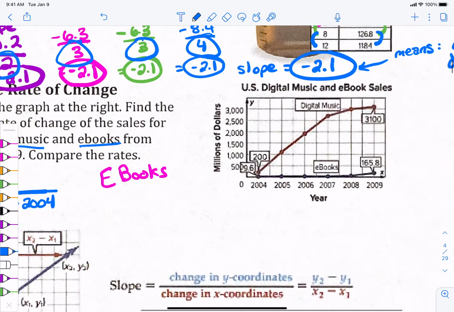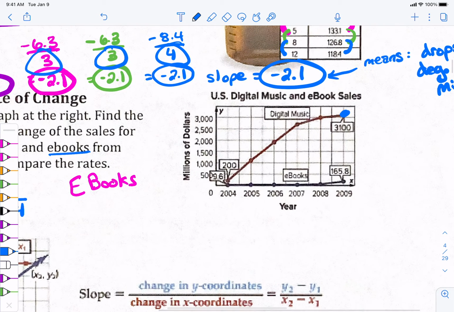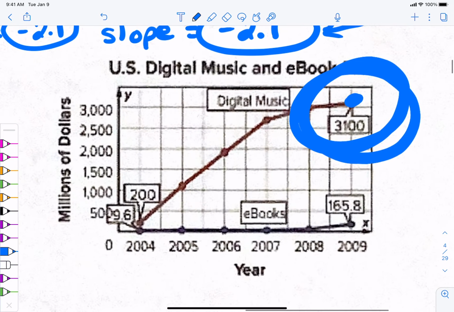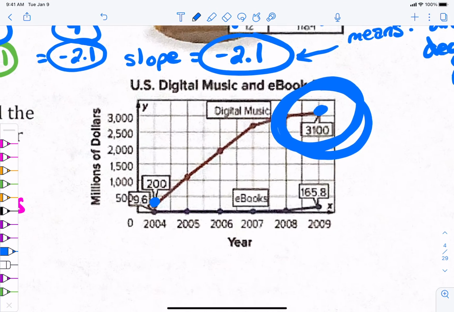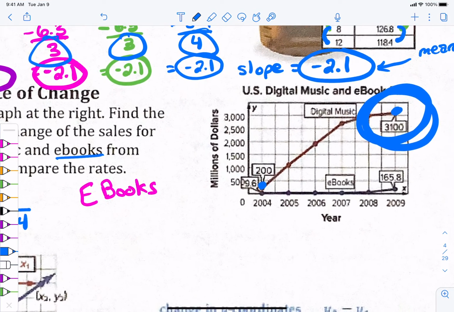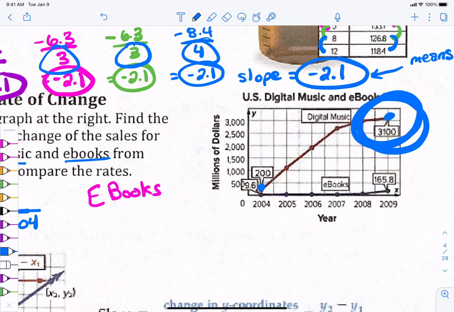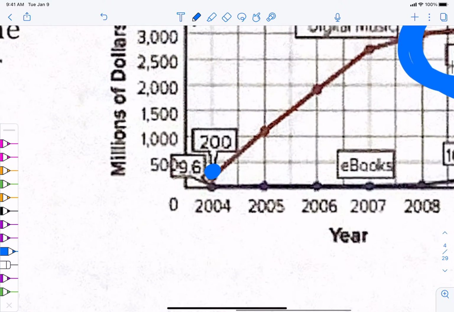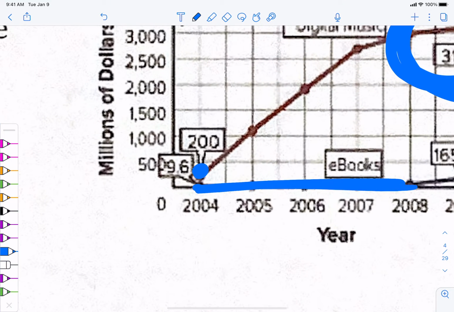Okay? But let's look at digital music. Here is the value at 2009. Do you see this guy right here? That is a value of 3,100, but it's in millions of dollars. So it's really like 3,100,000,000, yeah? Versus down here, it started in 2004 at what? What was the starting value? 0.9 is the bottom one. 200 is the top one. 9.6 is for this bottom line right here.